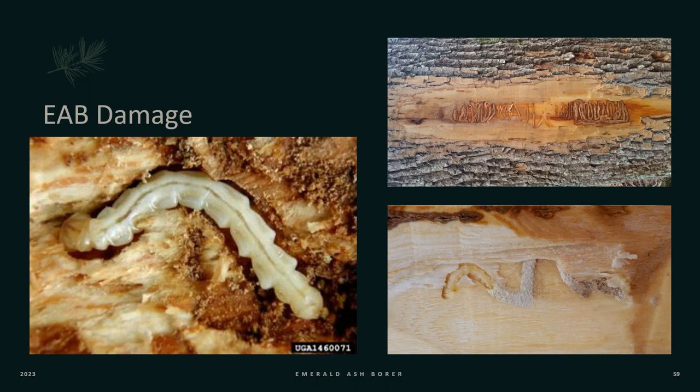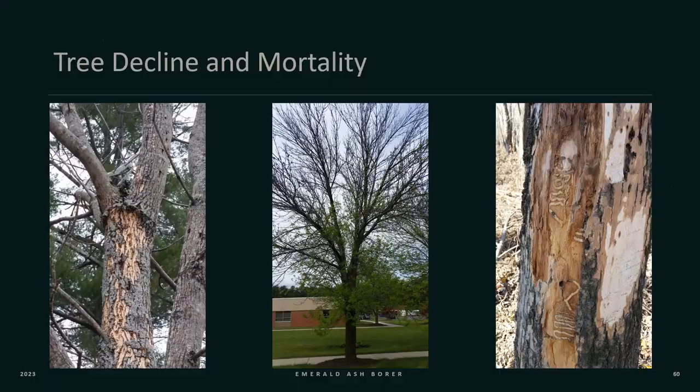It can be a little bit faster in areas where your trees are already really stressed and you have a lot of population pressure from EAB. But here in Massachusetts, we're reaching that 5 to 7 year threshold in many of these areas. And I'm sure as you are out and about in our forests and our communities and driving around, you have probably noticed quite a few declining ash.